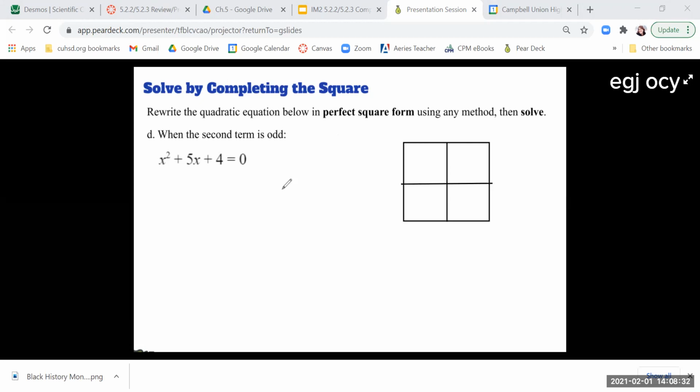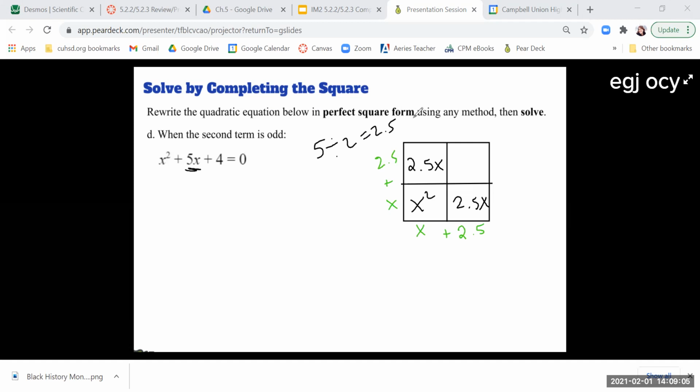And I fill in my first term. So I have an x squared here. And then remember how I fill in the next 2 boxes? I take half of the middle term. Well, 5 divided by 2 is 2.5. So I'm actually going to have a 2.5x here and a 2.5x here, and I'm allowed to do that. So when I write my edges, I have plus 2.5 and plus 2.5. Weird, I know, but it's fine.